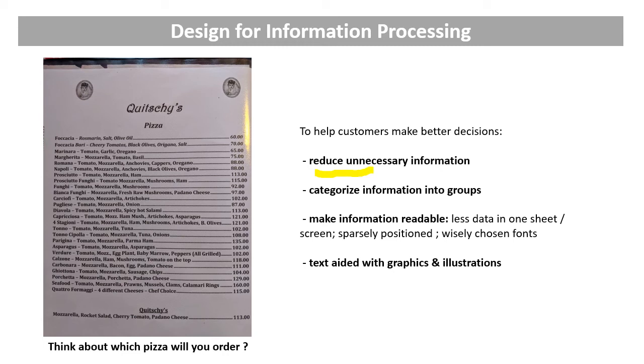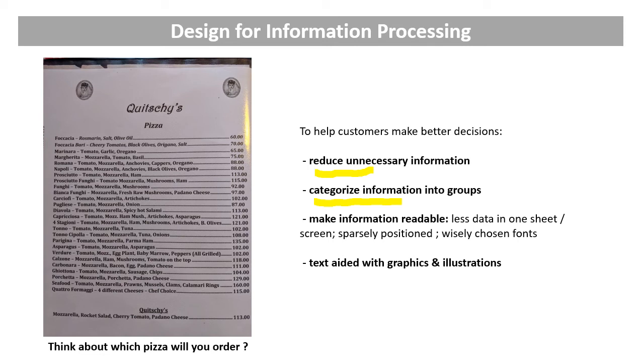You should reduce unnecessary information. There may be a lot of redundant information here. You should eliminate it, and you should always categorize information in groups. For example, there can be mushroom-based pizza, vegetarian pizza, or non-vegetarian pizza, or whatever the categorization can be. And also the most important thing is to make information readable. So in one sheet you should have less information or less data. The information can be sparsely positioned.